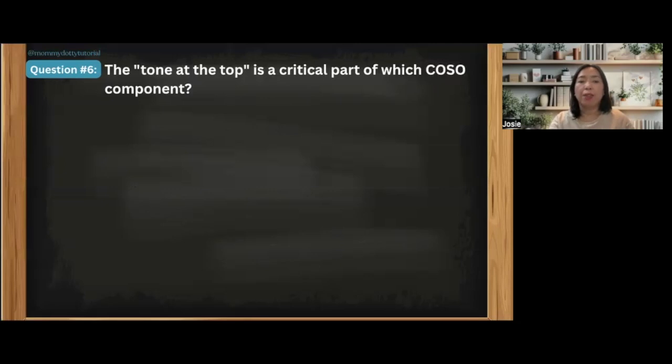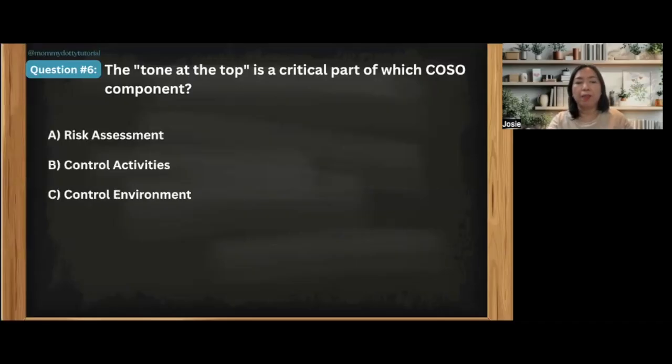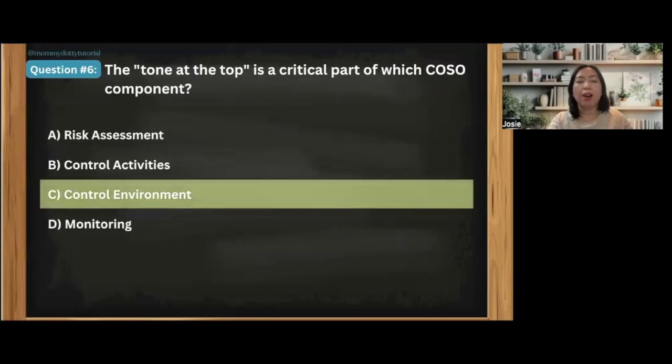The tone at the top is a critical part of which COSO framework component? A. Risk assessment. B. Control activities. C. The control environment. D. Monitoring. Oh, okay, sorry. Okay, the correct answer is control environment. The tone at the top, management's integrity and ethical values, sets the foundation for all controls, making it part of the control environment.